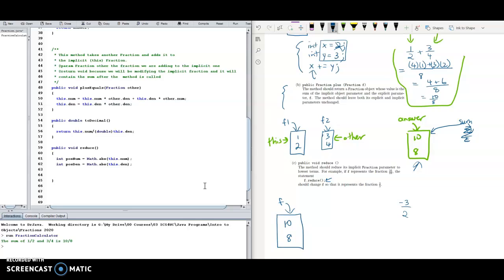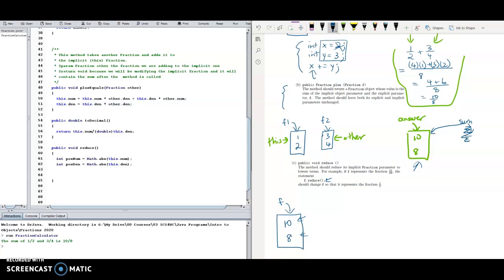Now, the reason why we're doing that is because we want to reduce. And to reduce, we're going to use a certain algorithm using a loop that's going to go through both numbers. So for example, this is the numerator, this is the denominator. So it makes sense to try to find the largest value that divides into both of these numbers. So the largest common factor, and then divide by the largest common factor.